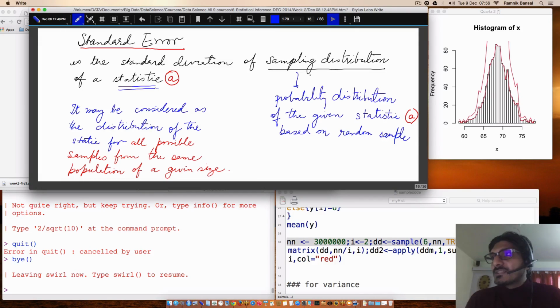What is a sampling distribution? It is the probability distribution of the given statistic based on a random sample. We have to understand this also. So this is our statistic, and based on that, what is the sampling distribution? It may be considered as the distribution of the statistic for all possible samples from the same population of a given size.